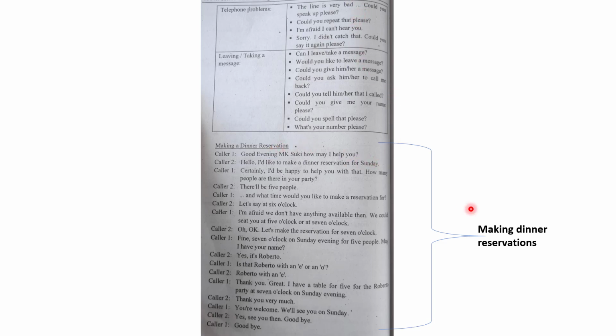So the next thing is making a dinner reservation. So generally, what happens in bigger hotels or restaurants is that they generally run out of place during the busy hours like Fridays and weekends. So in there, you have to call in earlier and reserve your table. So this is a conversation which is showing how to make a dinner reservation.